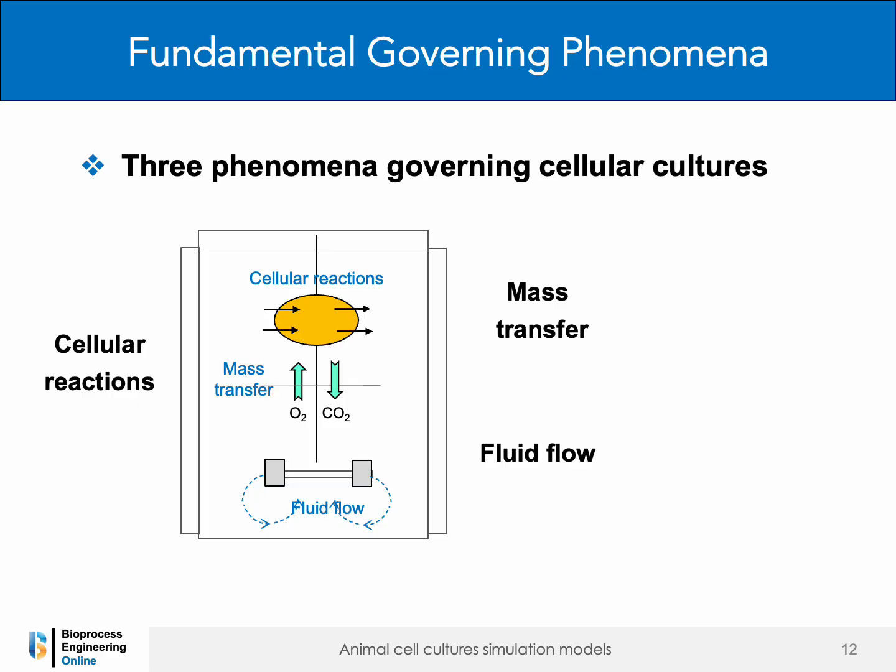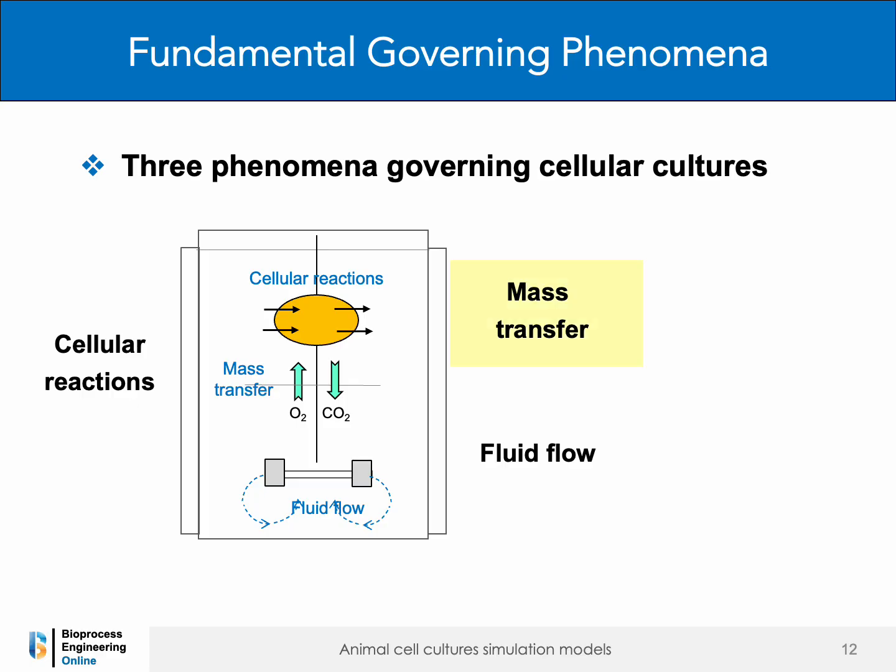In bioreactors, the concentrations of cells, nutrients, metabolites, and products change over time as a result of three fundamental phenomena: cellular reactions, mass transfer, and fluid flow. The primary driving force is the set of cellular reactions, which determine how cells consume substrates, grow, and produce metabolites and recombinant proteins. In addition, two important physical phenomena influence the overall culture dynamics.